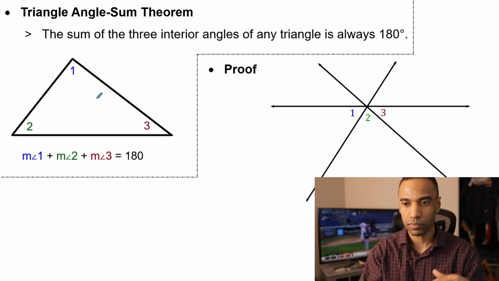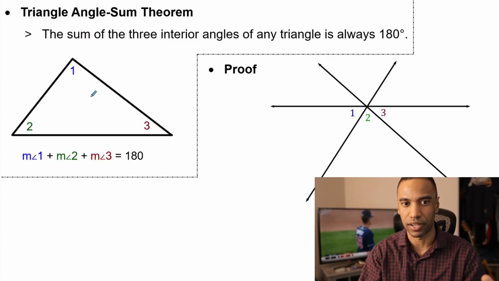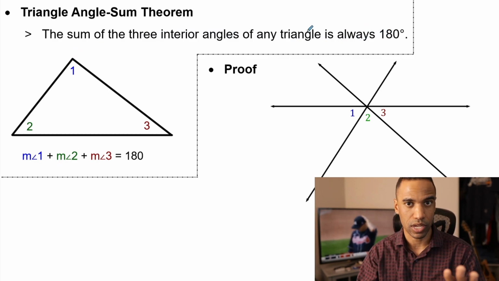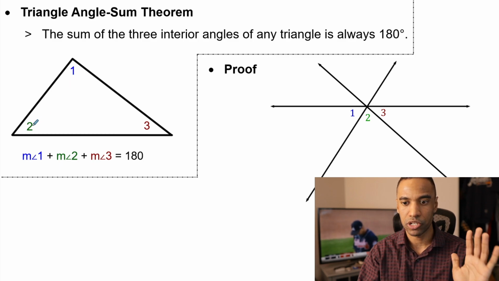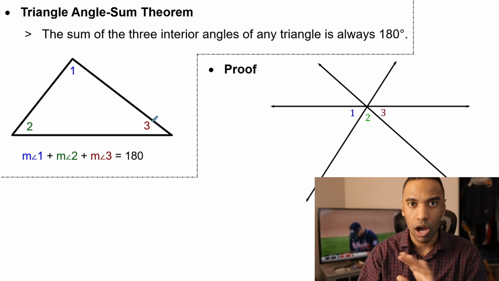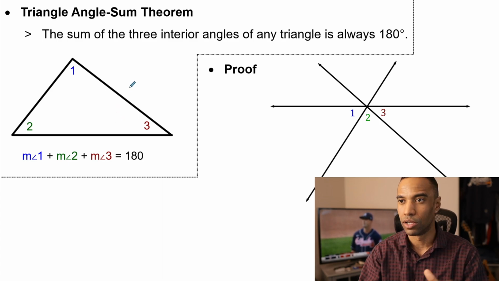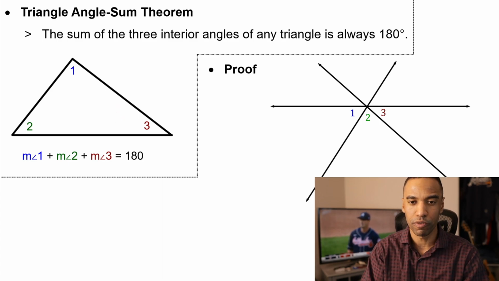Let's move forward. Let's start just with this basic concept here, guys. The sum of the three interior angles of any triangle is always 180 degrees. When I add this angle measure with this one, it'll always be 180 no matter what they are. Or they have to be, otherwise it wouldn't be a triangle. And I have proof of this over here.